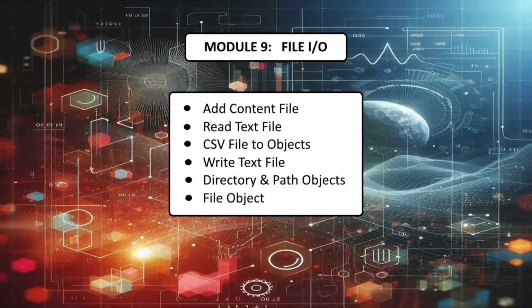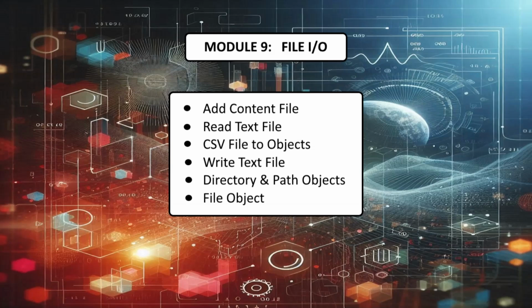In this module, we'll take a look at reading and writing files. First, we'll discuss how to add content files to your project, such as text files, etc. Then we demonstrate how to read lines of text from a text file, and in the case of a character-separated value file, how to convert the CSV content to objects. Then, how to write these objects back to a text file.